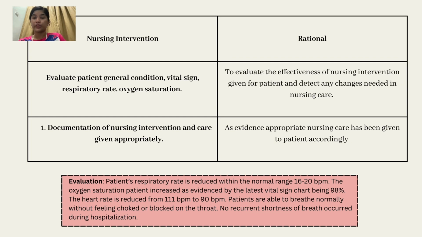Then last one, we document the nursing intervention and care given appropriately as evidence of nursing care has been given accordingly to patient. So for this diagnosis, the evaluation is patient's respiratory rate is reduced within the normal range, between 16 to 20 breaths per minute. The oxygen saturation of patient also increased as evidenced by latest vital sign chart is 98%. The heart rate is reduced from 111 to 90 beats per minute. Patient is able to breathe normally without feeling choke or block, and no recurrent shortness of breath occurred during the hospitalization.